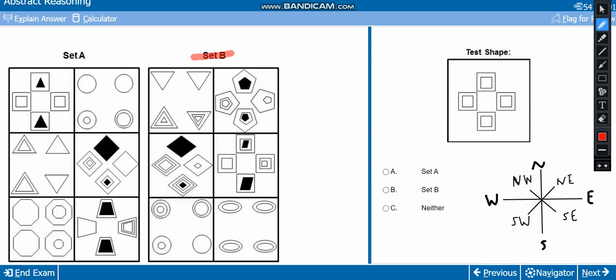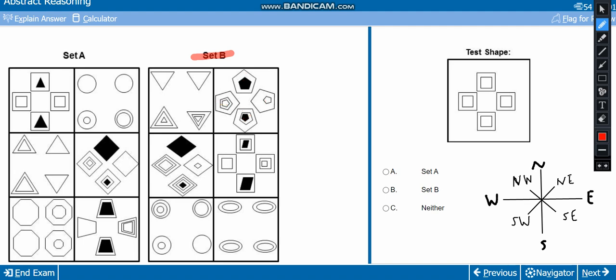Now for set B, again, when we have a plus configuration, we can see that the north and south shapes also have a black element involved. So as we can see here, black, black, black, black. So that's one pattern we're seeing. And again, if we count, we can see that in a north and south configuration we have 1, 2, 3, 4, 5 shapes when we're adding the north and south shapes together, and 1, 2, 3, 4, 5 shapes again when adding the east and west shapes together.